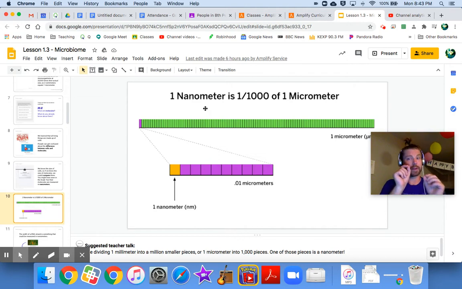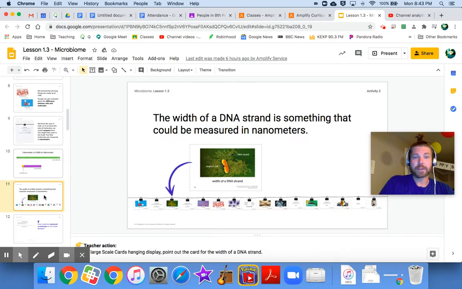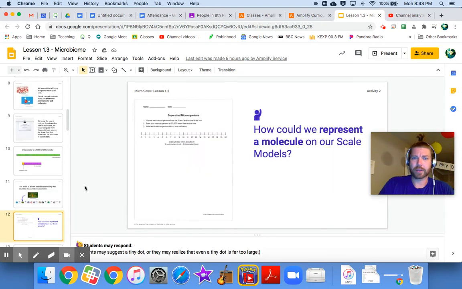Think of a millimeter in terms of a meter. How much smaller is that than a meter? Now think of a micrometer. That's the same difference as a millimeter and a meter, but to a millimeter. And now a nanometer is 1,000 times smaller than that. We are getting down to a very, very, very small scale here. The width of a DNA strand, have you heard of DNA before? Deoxyribonucleic acid. Something that we might measure in nanometers. We're talking about something on more of a molecular scale here.